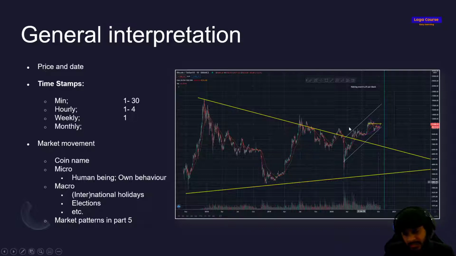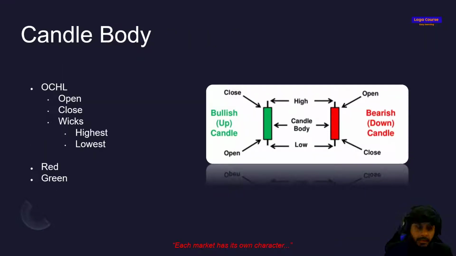So we're going to discuss the patterns that are forming in the chart in the next chapters. For now, this is the general interpretation of a chart. All right. Now, how do we read a candle body?